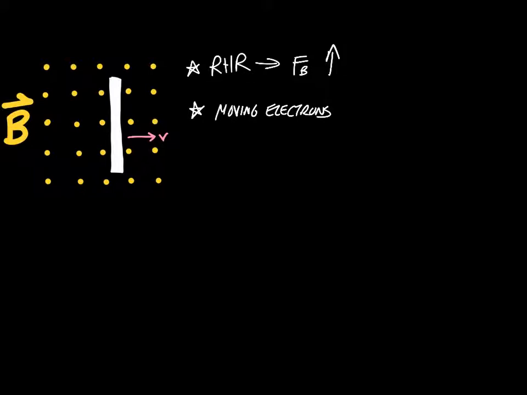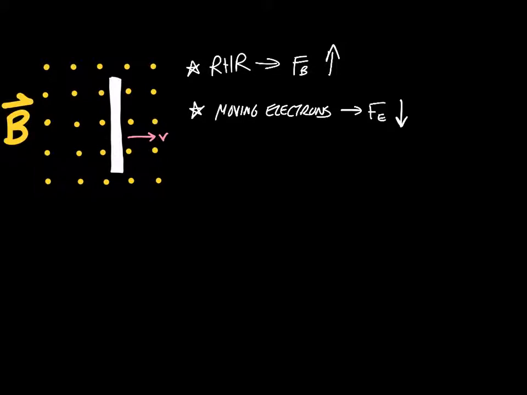Now the moving electrons will produce an electric field, so the electric force on those electrons is going to be down because it's more positively charged at the bottom of the rod. So the electric force is down. They're going to be opposite one another.